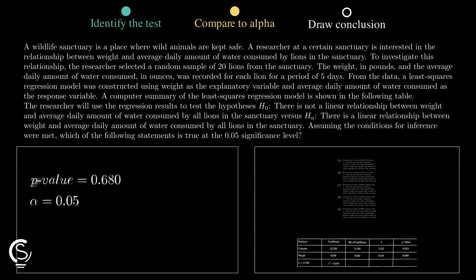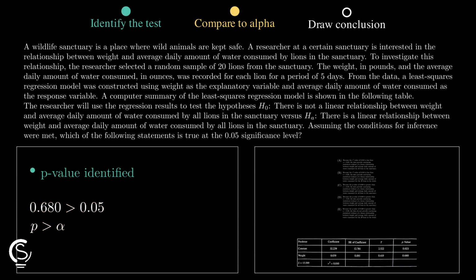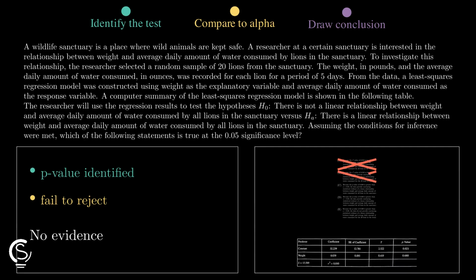Since our p-value of 0.680 is much greater than the significance level of 0.05, we fail to reject the null hypothesis. There is no evidence of a linear relationship here. We conclude there is no convincing evidence for the population of lions. Option E correctly identifies the lack of evidence and specifies the study sample for our final answer.